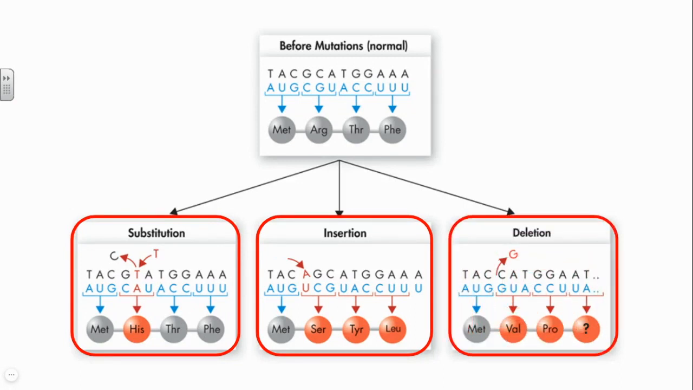Deletion also results in a frame shift mutation. When a nucleotide is removed from the sequence, that causes the reading to shift again and can result in different amino acids after the mutation, as well as the possibility of an early stop signal that makes the protein too short.